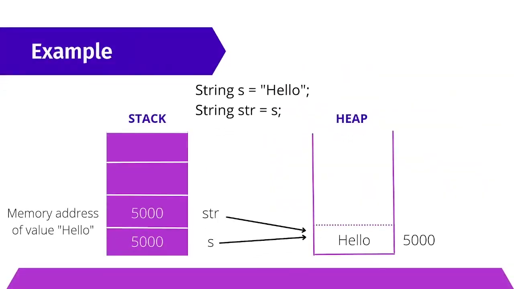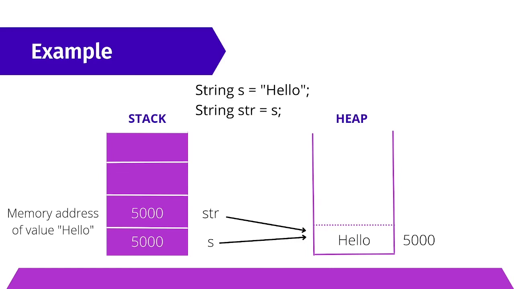So consider the example shown here. Irrespective of the programming language, consider we have two variables, s and str. s is a variable that stores a string of characters. Here we have hello. And str is another variable which has a copy of s. That is, the content of s is also there in str. So it is a copy of s.